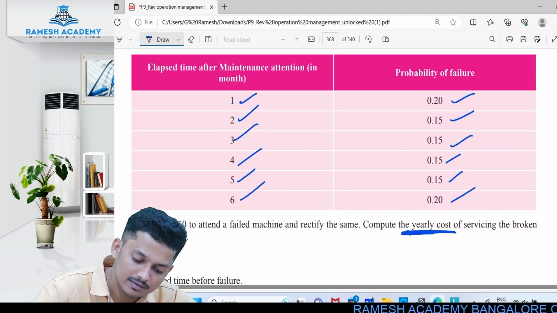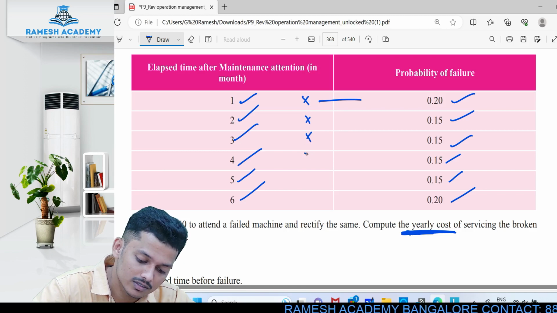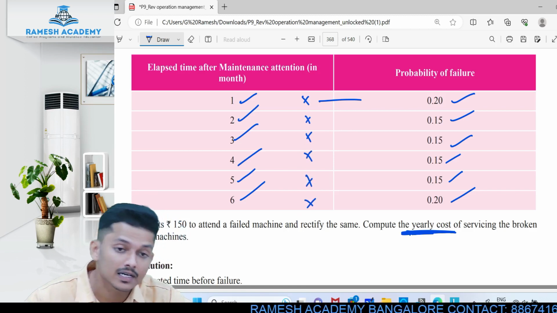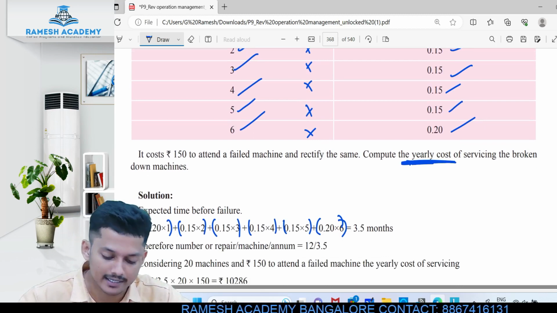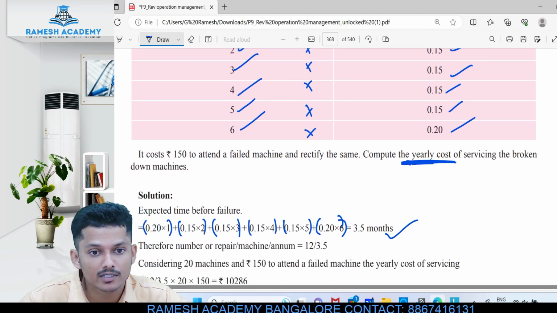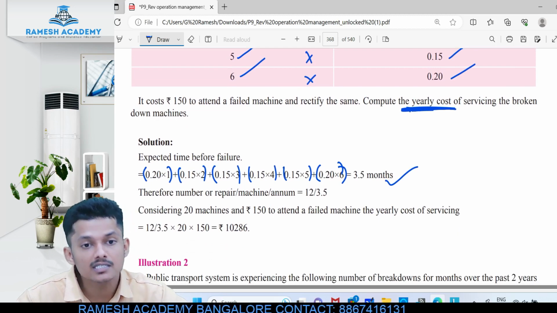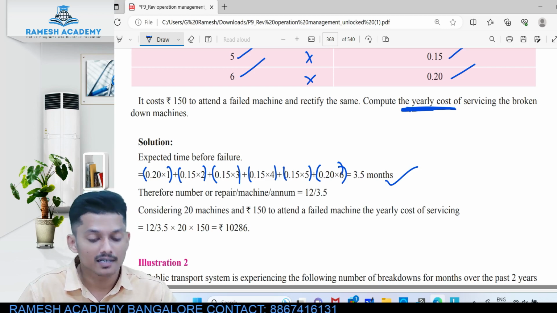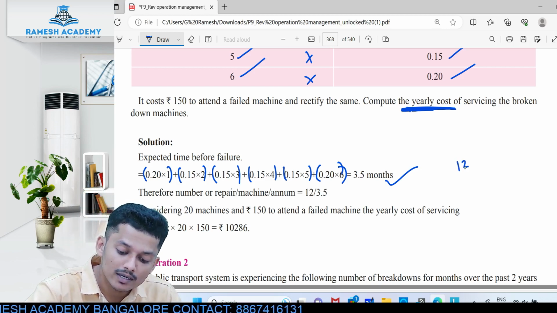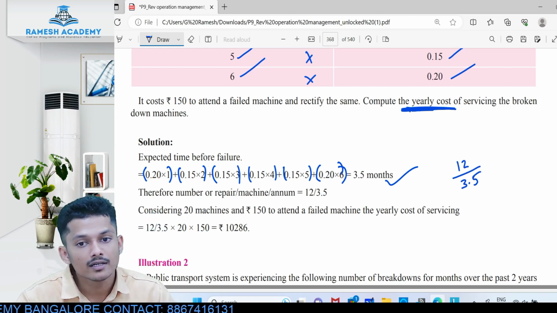See, this into this, this into this. Clear? So now the expected time before failure you will get, that is 3.5 months. Then next, you have to convert this to 12 months because it is yearly, right? So 12 by 3.5. Okay, you will get it.